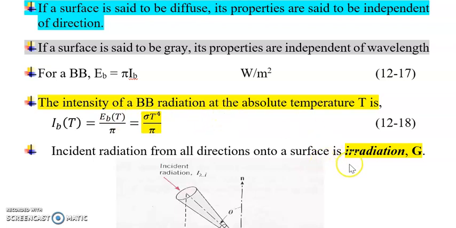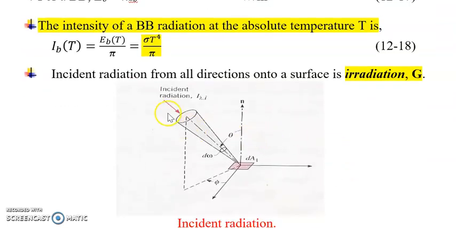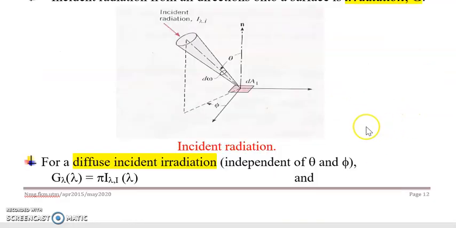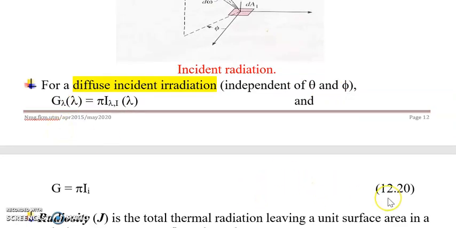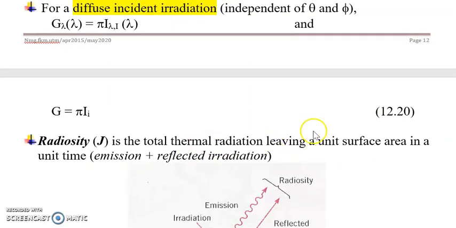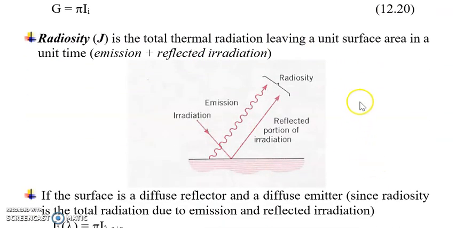Incident radiation from all directions onto a surface is the term irradiation, symbol G, falling on the surface. For diffuse incident irradiation, independent of theta and phi, we have the irradiation G, given by equation 1220. Next, radiosity, symbol J, is the total thermal radiation leaving a unit surface area in a unit time. That is emission plus reflected irradiation. For a black body, of course, the reflected irradiation is 0 because everything irradiated is absorbed.